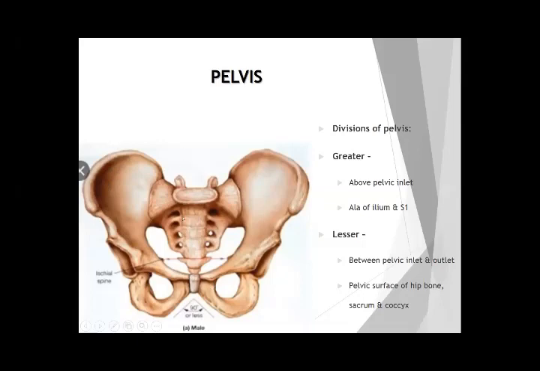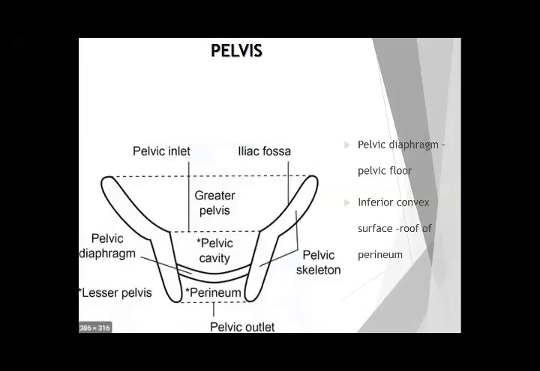The lesser pelvis is between the pelvic inlet and the pelvic outlet, and it is formed by the pelvic surface of the hip bones. Okay? Actually, this is the greater pelvis between the two ala, between the two iliac fossae. This is the pelvic inlet. This is the pelvic outlet. Between the pelvic inlet and the pelvic outlet, you have the pelvic cavity.